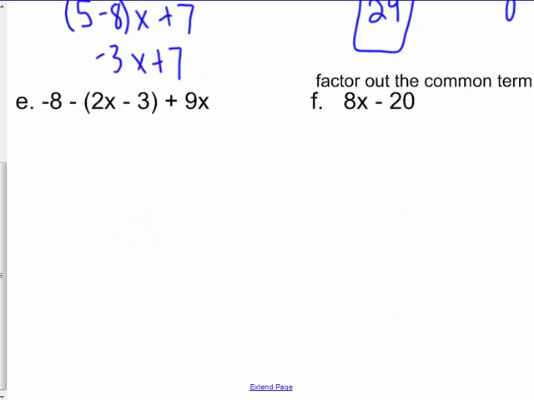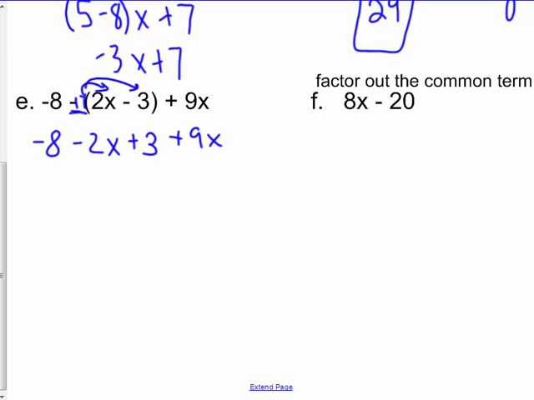Okay, again, with negatives here, we see a little bit of a theme with distributing. The key in this one, the negative there, remember what number is that? That's really a negative 1 there. Okay, I'm going to put that negative 1 down. Some people, again, like to do plus negative. So it's negative 8 plus a negative 1 times a negative 2x, which is a negative 2x. Negative 1 times a negative 3 is a positive 3. And then I still have the plus 9x here.